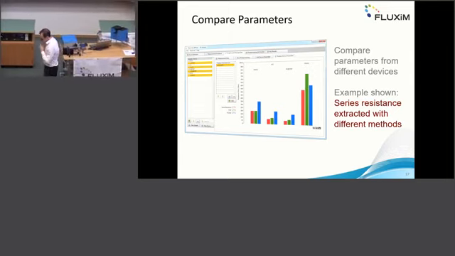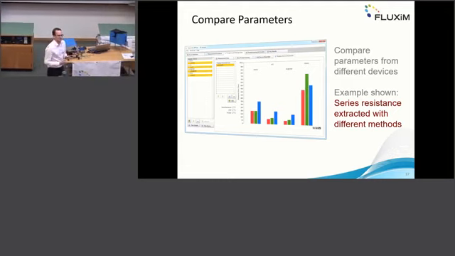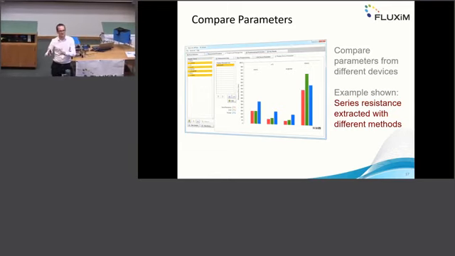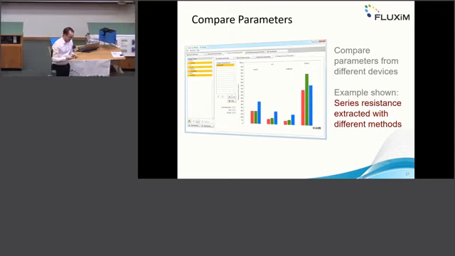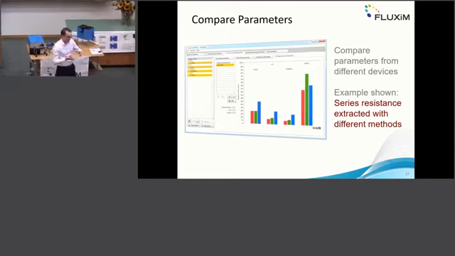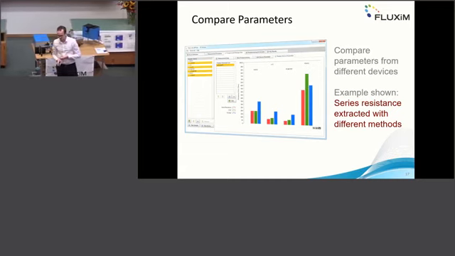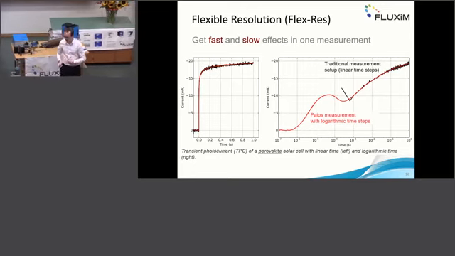For perovskite solar cells, it's very tricky to measure them because they have different effects on different time scales. So you have effects that you already start seeing in the microsecond regime, but there's also effects that last over seconds. And this makes it a bit difficult to analyze. So what we did is we tried to make the dynamic range of the system as broad as possible. And we call this feature so-called FlexRes. So flexible time resolution. And it works like this.